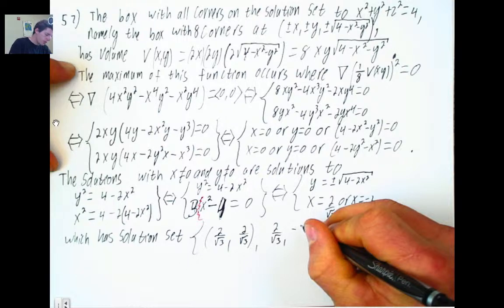2 over square root of 3, 2 over square root of 3, and then let's see, we need to figure out now what that z is. So let's see. Square root of 4 minus 4 thirds. Okay, so this is 12 thirds minus 4 thirds minus 4 thirds, and that's 12 thirds minus 8 thirds again, and then you take the square root. So the square root of 4 thirds again, which is 2 over the square root of 3.